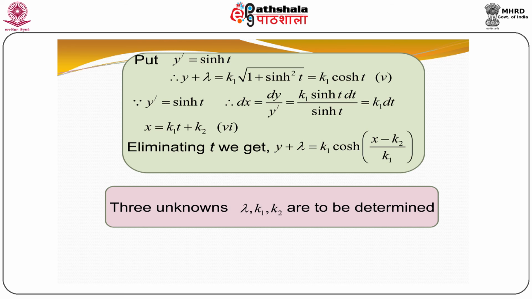Please note that there are 3 unknowns, lambda, k1 and k2. These are to be determined using the constraint relation given by 2 and also using the 2 end conditions, which are as the curve passes through the points A and B. So, we have to use the end conditions.